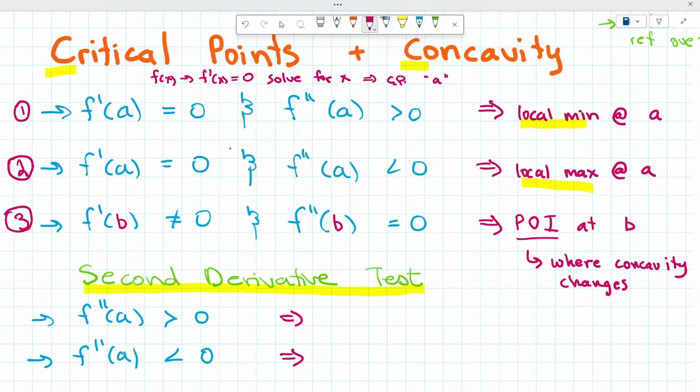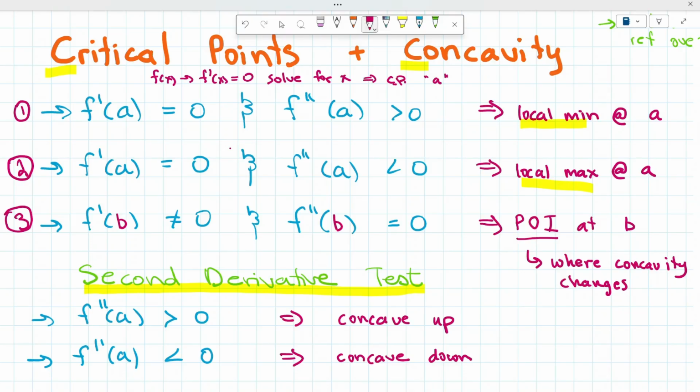The second derivative test tells us that if the second derivative is greater than 0 at our critical point, that means we have a function that is concave up on that interval. So at that critical point, if the second derivative is greater than 0, our function is concave up. And at that critical point, if the second derivative is less than 0, that means our function is concave down on that interval. So you might ask, how do I find that interval?